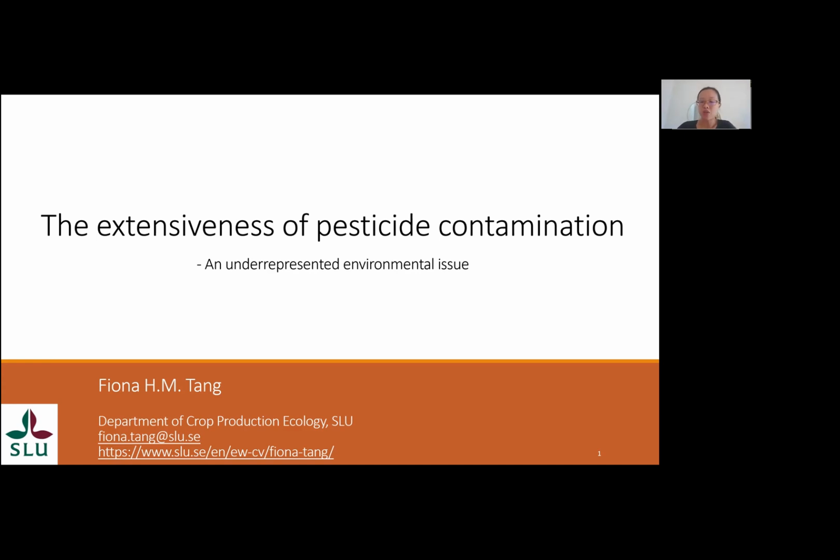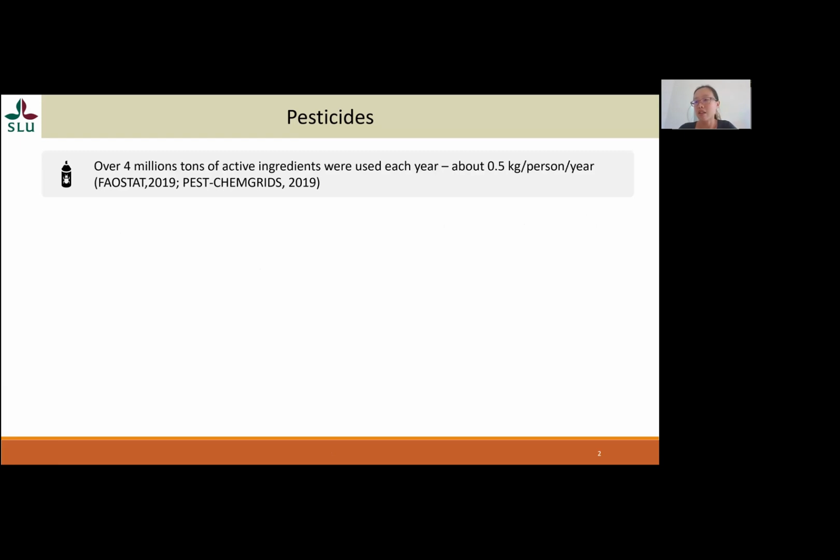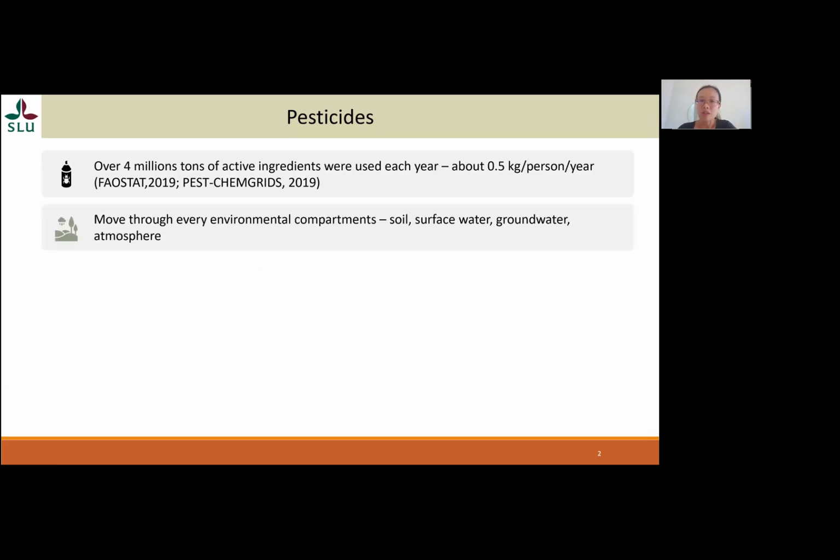As we all know, pesticides are widely used to protect agricultural production. As of the year 2015 alone, we consumed over 4 million tons of active ingredient, which is equivalent to about 0.5 kilogram per person per year. When we apply these pesticides in the field, these chemicals can move through every environmental compartment, accumulate in soil, leach to surface water and groundwater, and volatilize into the atmosphere.